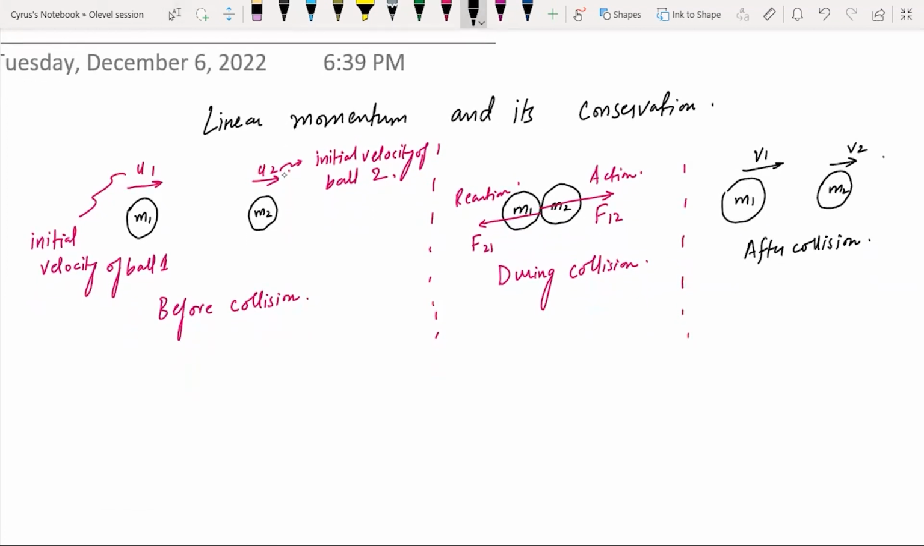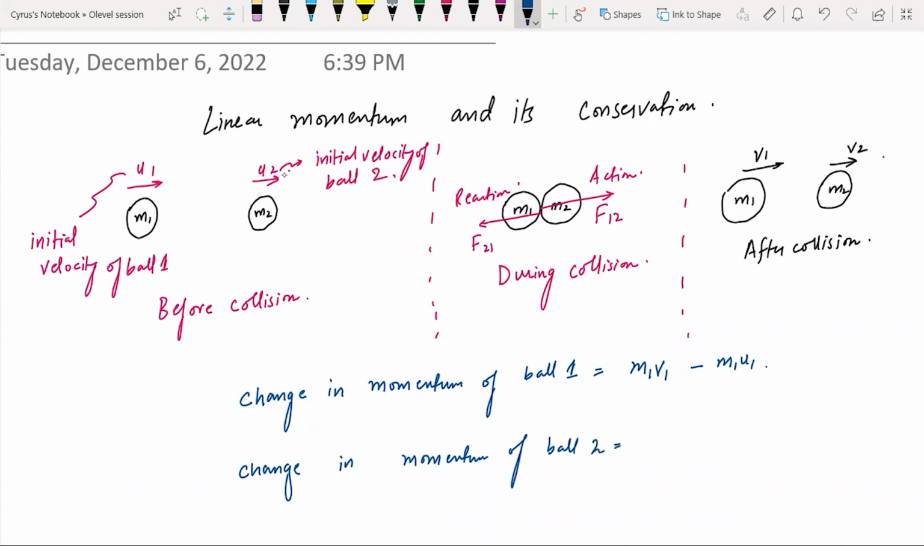अब जो बॉल 2 है उसके अंदर कुछ चेंज इन मोमेंटम आया। सो वी हैव चेंज इन मोमेंटम ऑफ बॉल 1 एंड 2। बॉल 1 के अंदर क्या आया है, m1 v1 minus m1 u1. This is the change in momentum of ball 1. What is the change in momentum of ball 2? m2 v2 minus m2 u2.